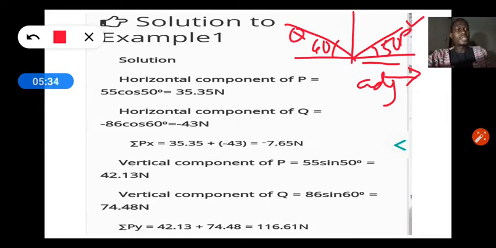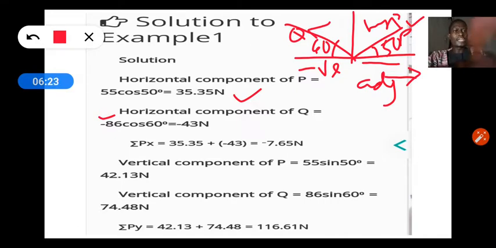I'm resolving to the horizontal, that's the adjacent. That force is like our hypotenuse. So we're going to apply 55 cos 50 degrees. Punch your calculator, you have that value. Now I want to resolve the same Q to my horizontal axis, that's the horizontal component. Notice if I resolve this force Q to the horizontal, this part of the plane is negative. That's why you see the negative sign, because the force is towards the negative side of the x-axis. So we put our negative there: minus 86 cos 60 degrees.